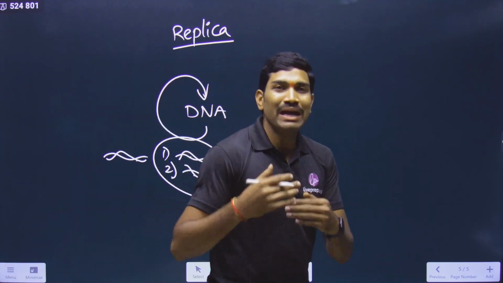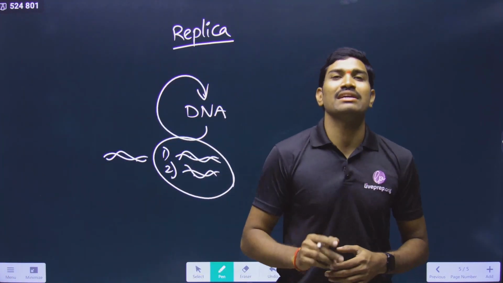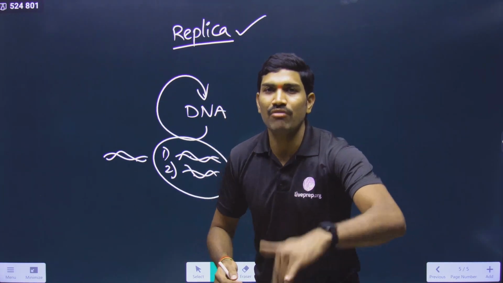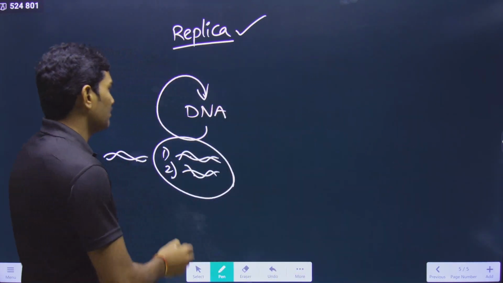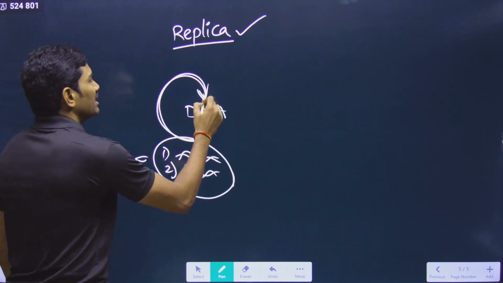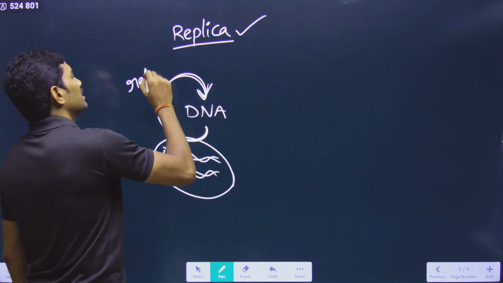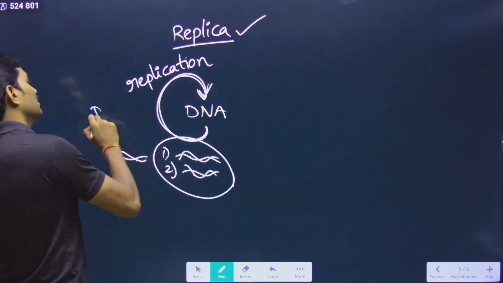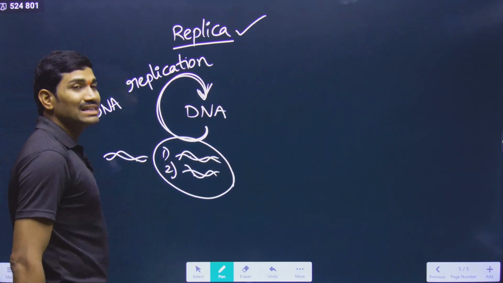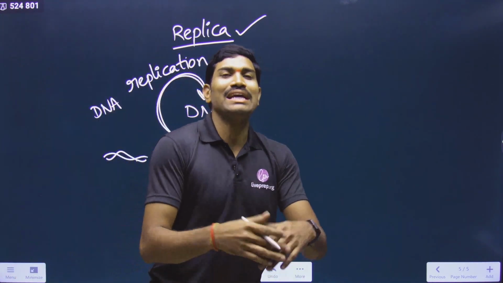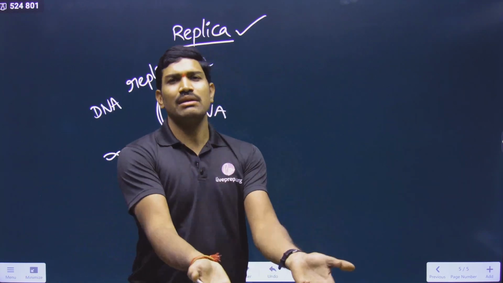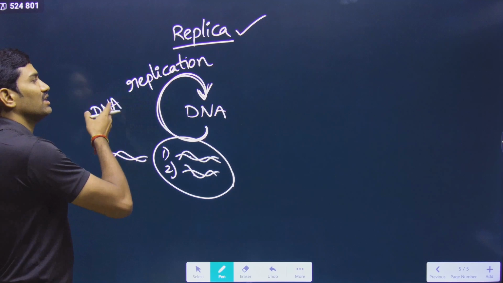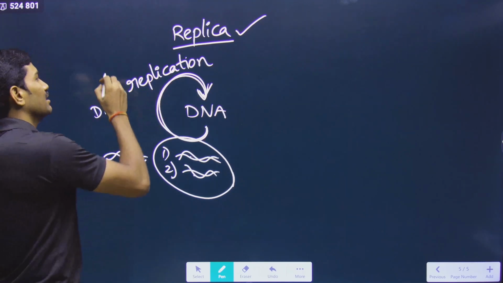So making one more copy of DNA is called replication, replica formation. That's why it is called replication. So from the DNA, a DNA is produced. It is called DNA replication. This process is called DNA replication, and you can also use the word DNA duplication. Duplicate means what? Same meaning, one more copy. So making one more copy of DNA is called DNA duplication or DNA replication.